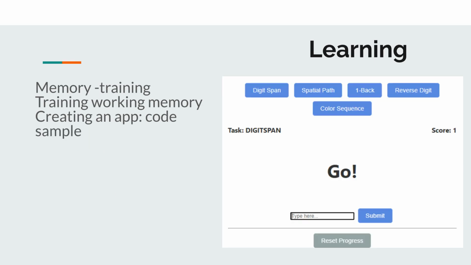The sample application can include exercises like reverse digit, where you recall numbers backward, and color sequence matching, both of which target different aspects of working memory.